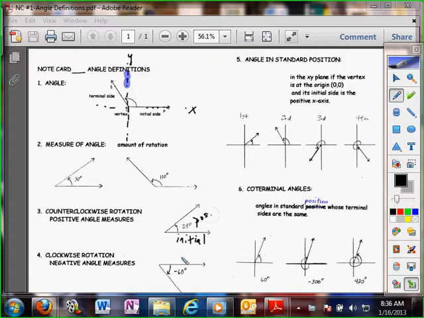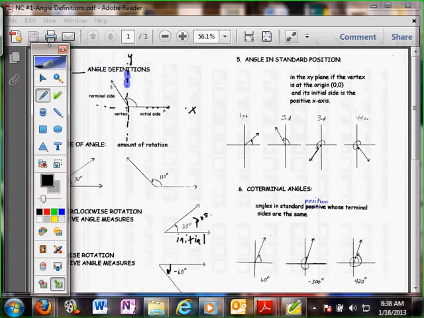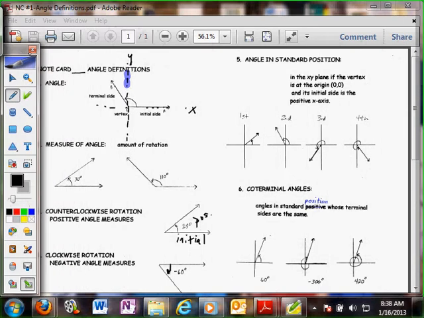And this is important. If we rotate in a clockwise direction from the x-axis, or the initial side, then those are going to be negative degree measures. And we're going to be talking more about that. So remember, counterclockwise is going to be positive, and clockwise is going to be negative.